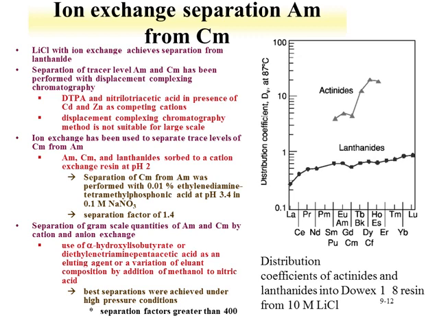Another route for separating americium, curium, and lanthanides is to sorb the material to a cation exchange resin at pH 2. Separation of curium from americium was achieved by using a relatively weak phosphonic acid solution, ethylenediamine tetramethylphosphonic acid, at pH 3.4 in 0.1 molar sodium nitrate, and you achieved a separation factor of 1.4. Not a particularly high separation factor, but one that could be used to achieve a separation if enough effort is put into the system.